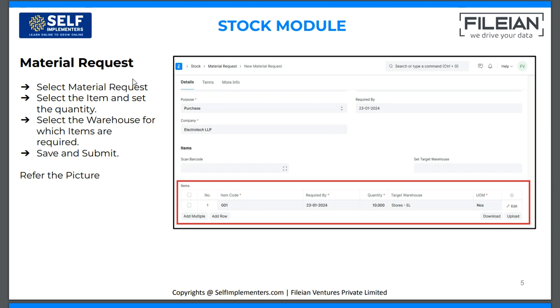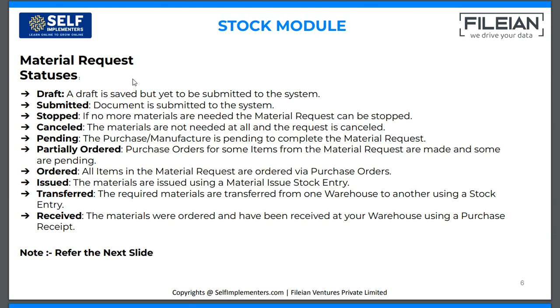Then we will see some of the settings of item tables, some of the settings of terms, and also we will touch some of the statuses. What are the statuses of a material request? What is the meaning of draft? What is the meaning of submitted? What is the meaning of stop, cancel, pending, partially ordered, issued, transfer, and received? All these statuses we will check one by one.